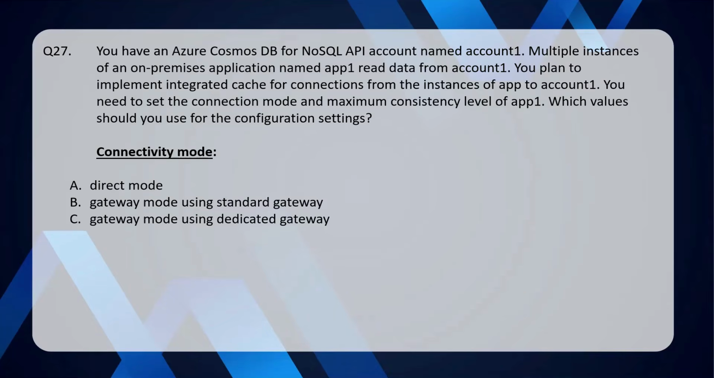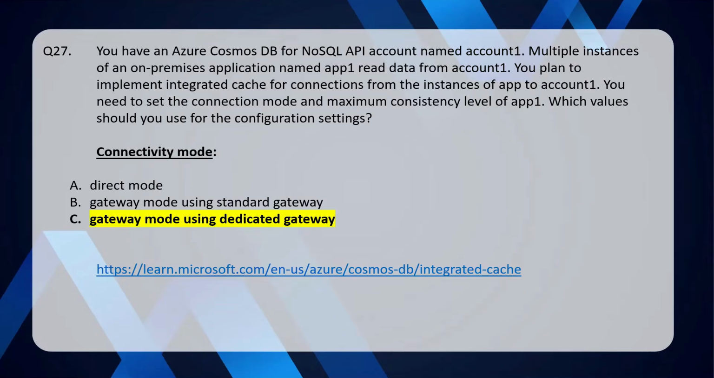The first part of the question is talking about connectivity mode. Friends, the options are direct mode, gateway mode using standard gateway, gateway mode using dedicated gateway. Now, folks, we want to use integrated cache, which only works with dedicated gateway. The SDK must be configured to use gateway mode to take advantage of the integrated cache, and the integrated cache has two parts, which is an item cache for point reads and a query cache for queries.